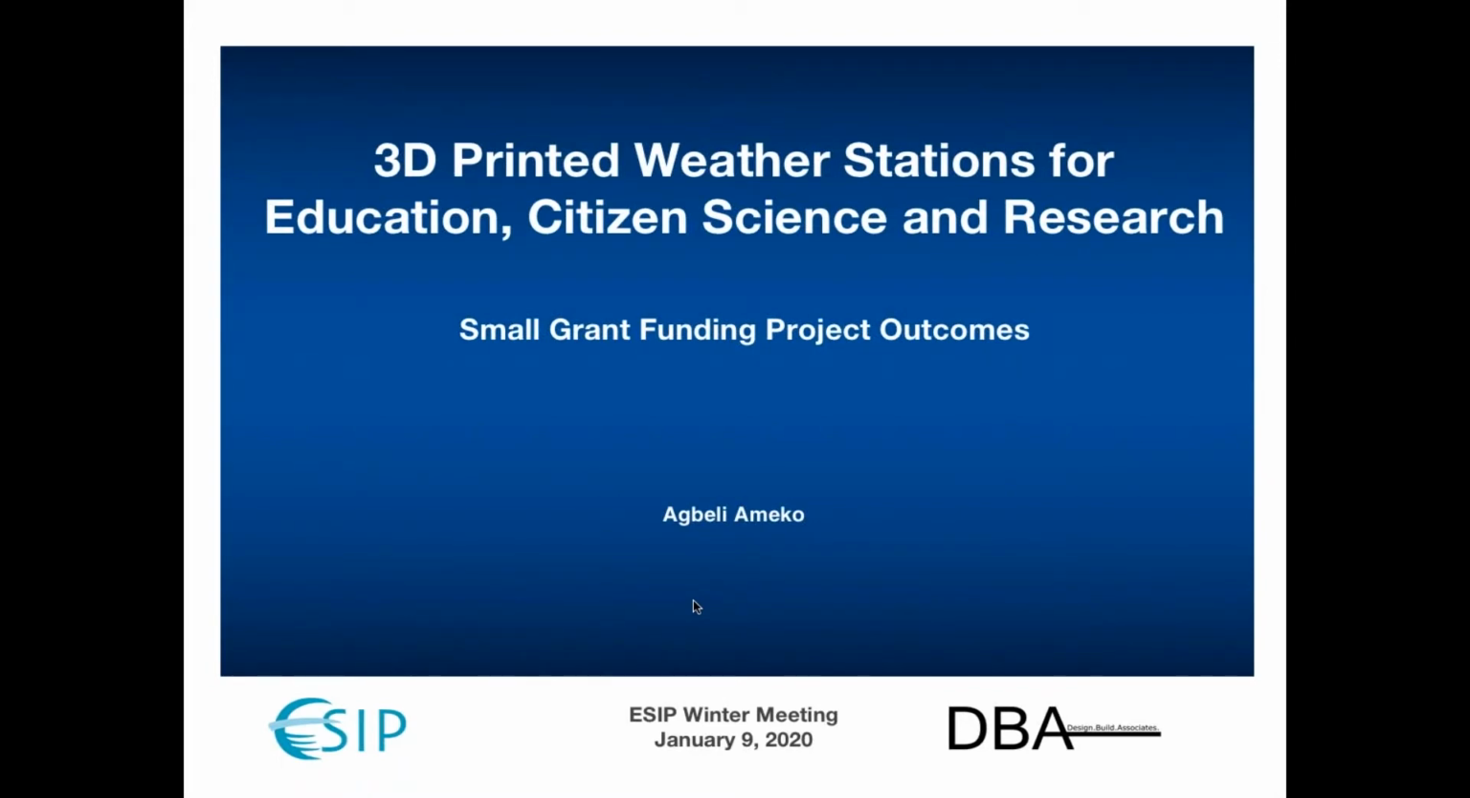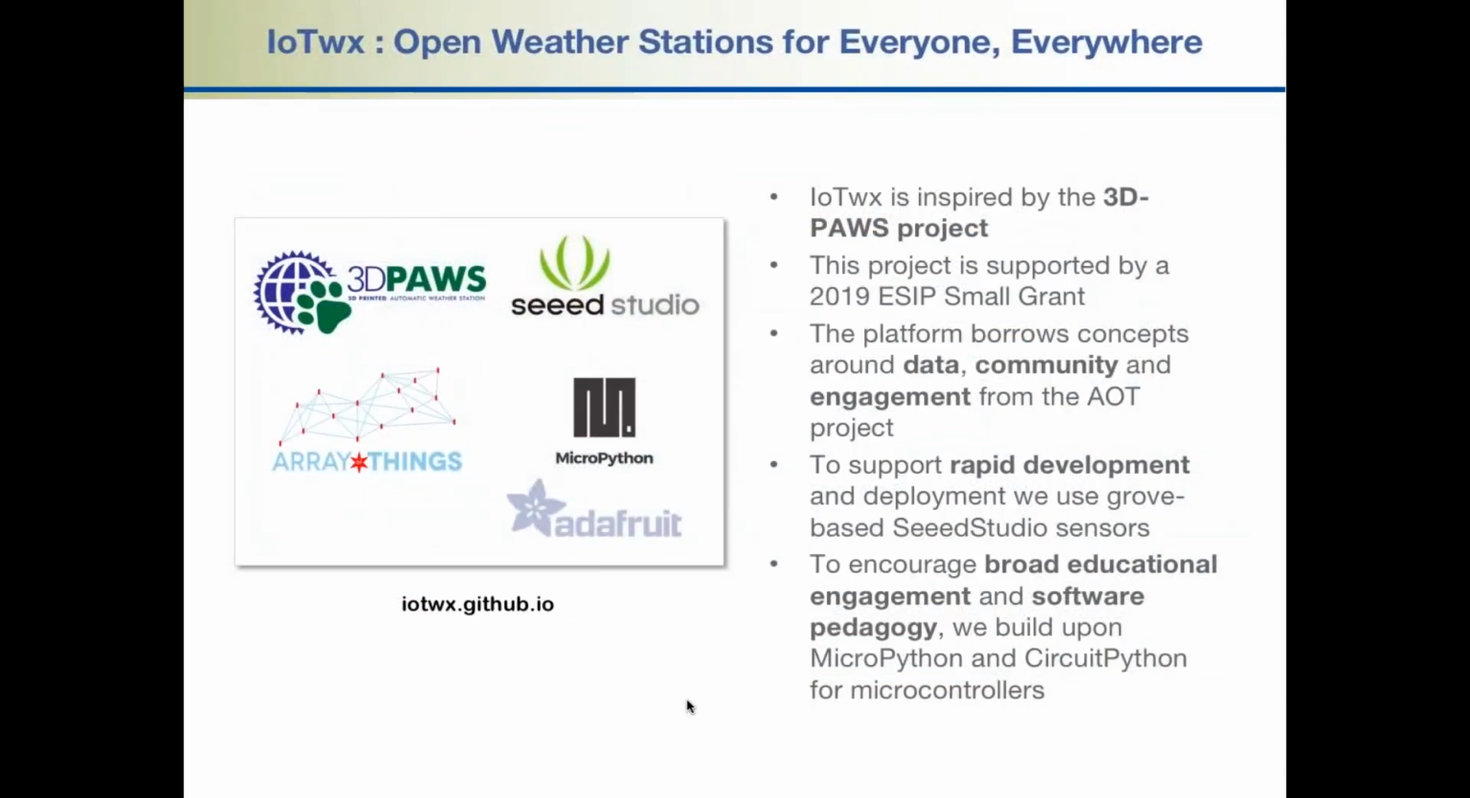So we're looking at this from the perspective of Internet of Things, where it's an open weather station that's for everyone and allowed to be deployed anywhere. That's the overall goal. The IoTWX is inspired by the 3D Pause, which is a 3D printed automated weather station that INCAR had developed, and it's a really advanced weather system, but it's actually really difficult to put together, and it has all the connected systems, and it was really difficult to deploy in the field.